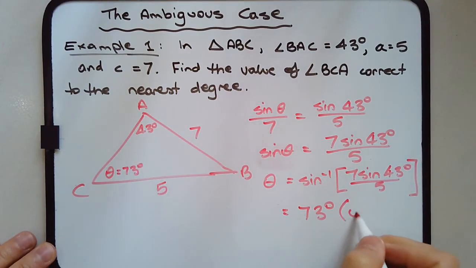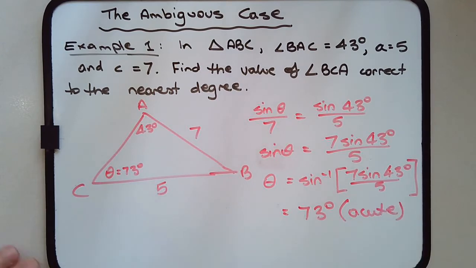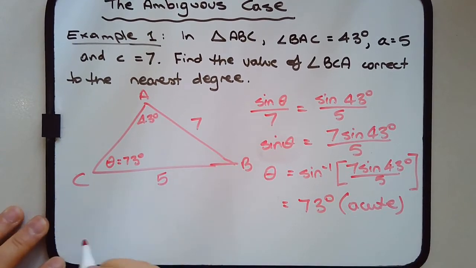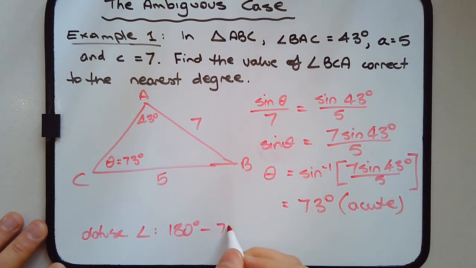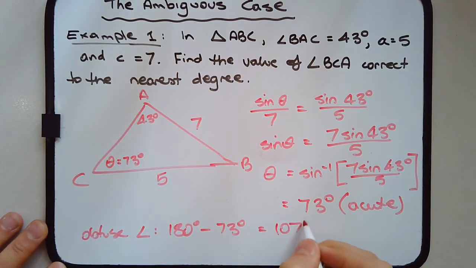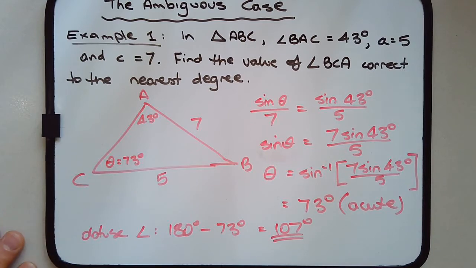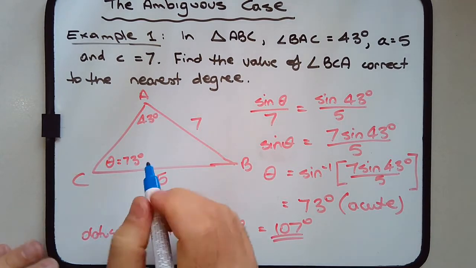But that's the acute answer. Is an obtuse solution possible? Let's check. So for the obtuse angle, 180 degrees minus the acute angle is equal to 107 degrees. Is that also a possibility? And the way we check is that we take the obtuse answer.